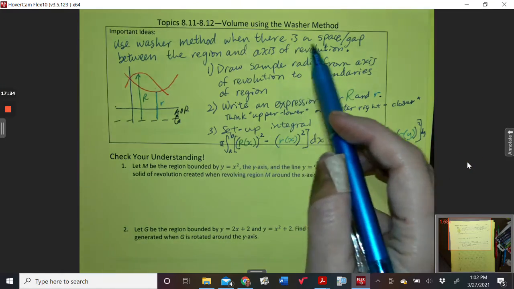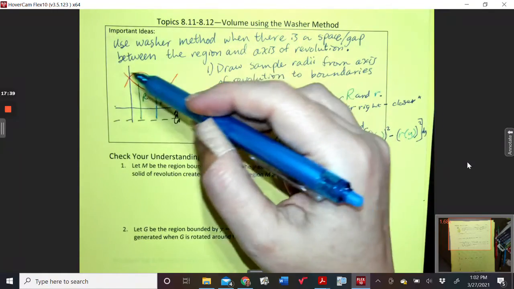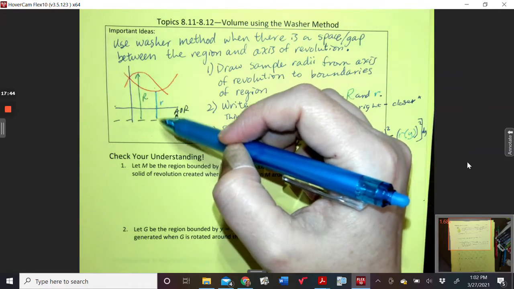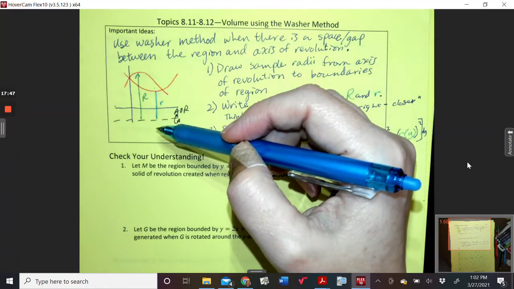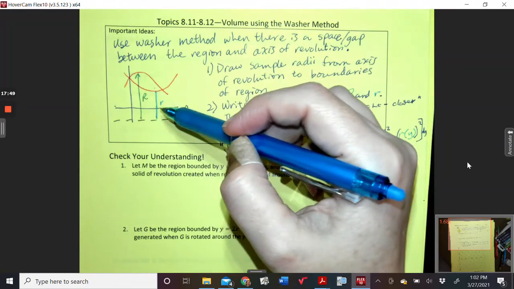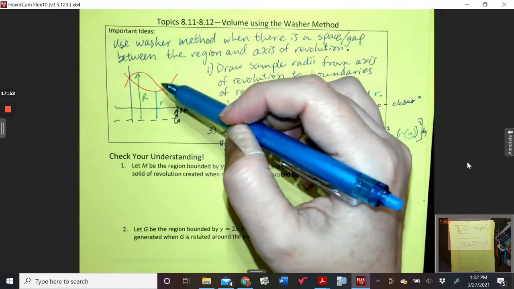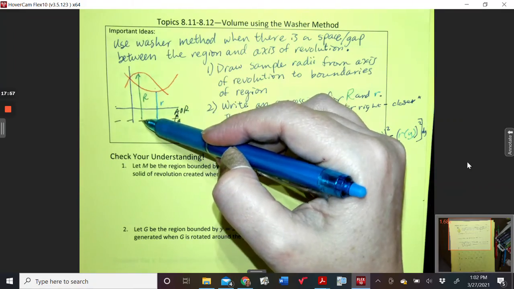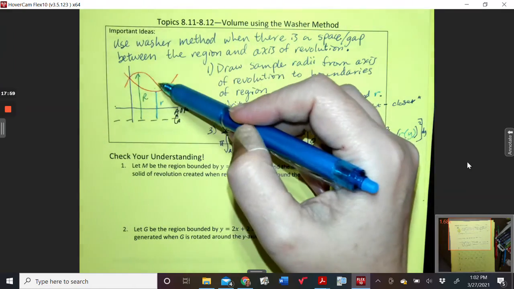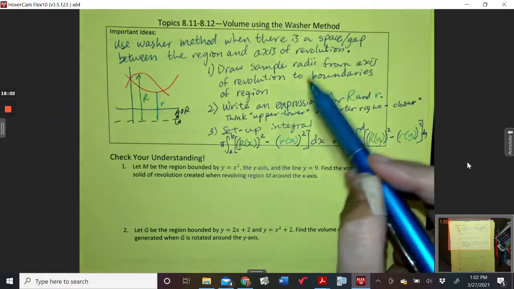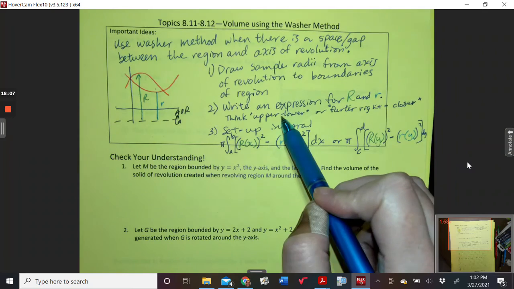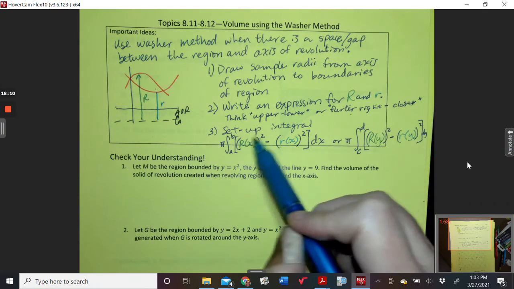To use the washer method, there's a space or gap between the region and the axis of revolution. So sometimes there's just a nice gap, but other times I might be creating a gap myself, which is a little interesting. Like if it's bound, let's say, by the x-axis, but I rotate around something else to create the gap. But big R is from wherever the axis of revolution out, and little r is the bottom of the curve, which shows a space. Draw sample radii from axis of revolution to boundaries of region. Write expression for big R and little r. Think upper, lower, or further, closer. Set up interval.